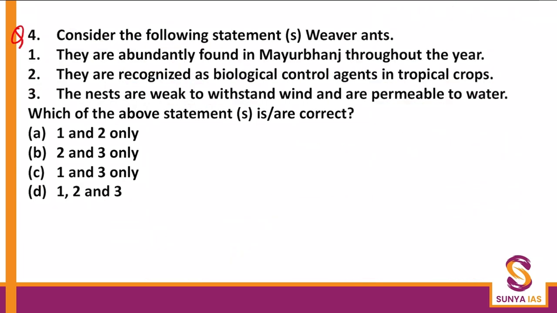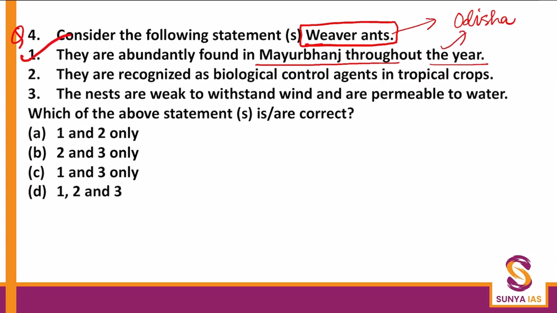Question number 4. Consider the following statements about weaver ants. Weaver ants are found where? In Odisha. They are abundantly found in Mayurbhanj throughout the year. Yes, correct. Recently, what has happened? The tribal people in Odisha make a chutney of it. That is known as Kai chutney.